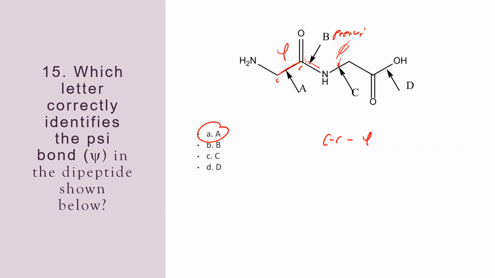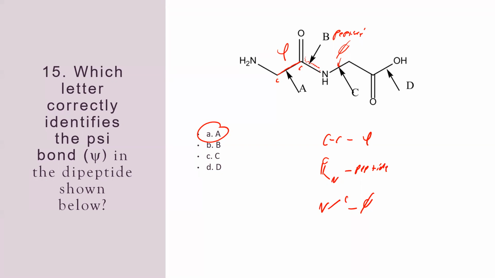Okay. And so the way that you recognize it is C to C, psi. Your amide group, peptide. And then N to C would be phi. Okay. And so the way I think of it is that I'm fine to go to the next amino acid, which means my phi bond is connecting me to the next one, right? I don't know, that's probably a bad way to think about it.